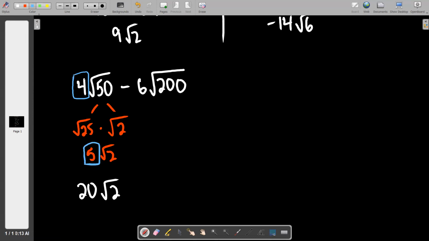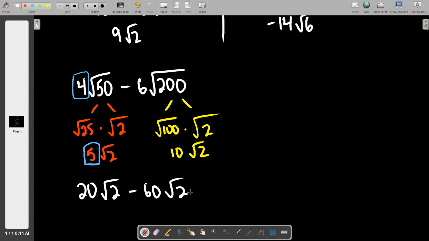Right. Okay. And on the other side, I'll use my yellow now. How do you break down a 200? Very good, Sam. 100 and 2. That's the best combo for anything that ends in 100. 700, 500, whatever. Always use that 100. Get them out of there. And what is the square root of 100? So what's going to come after 20 root 2? Good job. So again, negative 40 root 2. You got it.